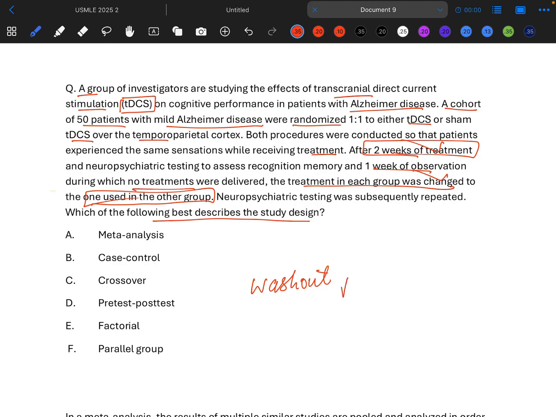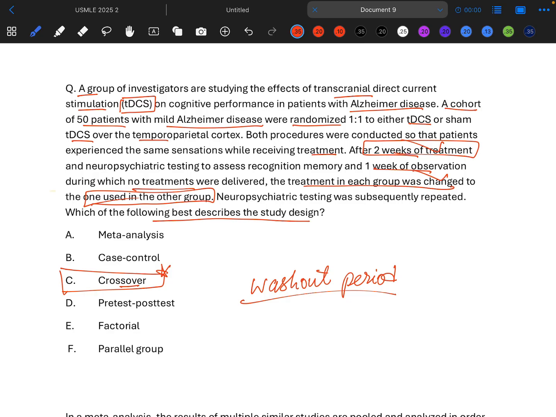The washout period is between the treatments, commonly included in crossover studies, to enable any effects of the first treatment to wear off before starting the sequential treatment. So this effect is shown in a crossover study. So our answer is a crossover study, and in a crossover study every participant receives all the interventions but at different times or in a different sequence.